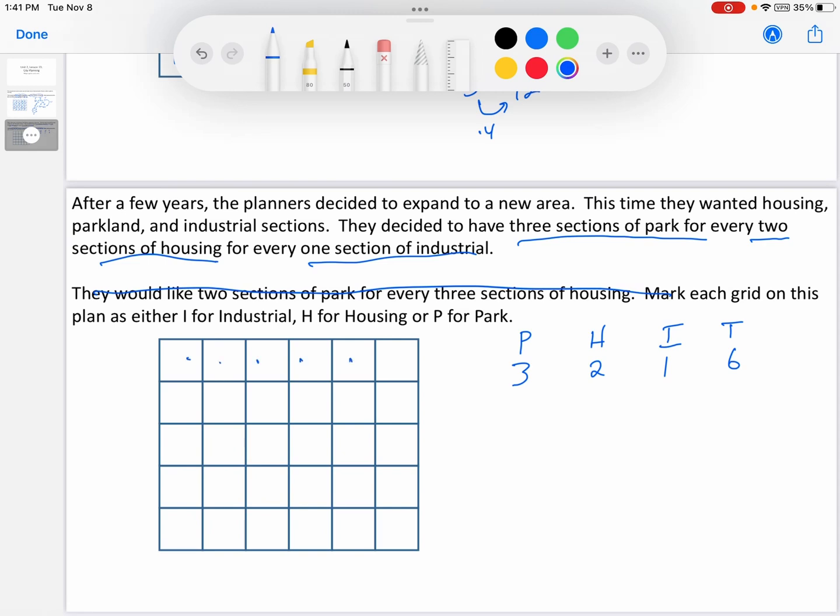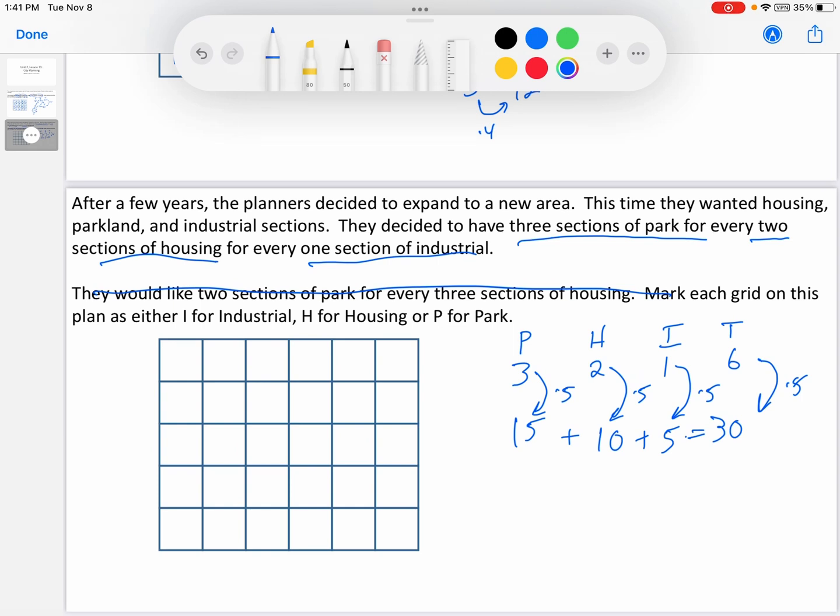1, 2, 3, 4, 5, 6. 1, 2, 3, 4, 5. 6 times 5 is 30. The total is 30, so now we're going to figure out how we can distribute those. Well, the total that we have from our ratios given to us is 3 plus 2 plus 1 is 6, and this is times 5. So we will multiply each of these times 5 also. 3 times 5 is 15. 2 times 5 is 10. 1 times 5 is 5. 15 plus 10 is 25 plus 5 equals 30, so it does add up.